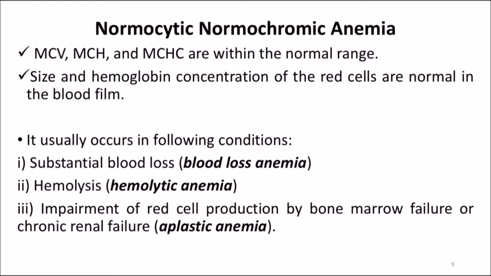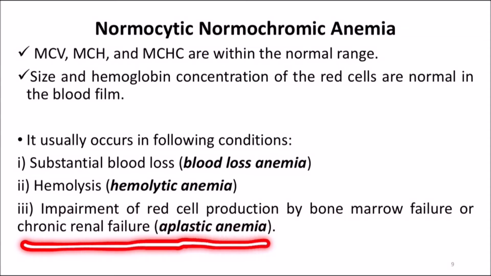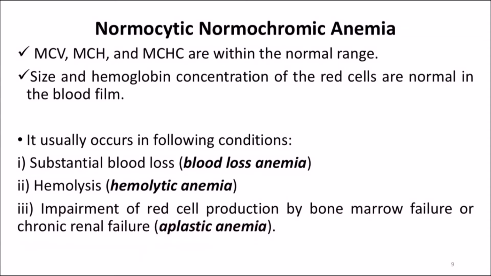It usually occurs in the following conditions. When there is a substantial blood loss, that is blood loss anemia. When there is hemolysis, that is hemolytic anemia. When there is an impairment of red cell production by bone marrow failure or even by chronic renal failure, you call it aplastic anemia. So these are the causes where you can see normocytic normochromic anemia.